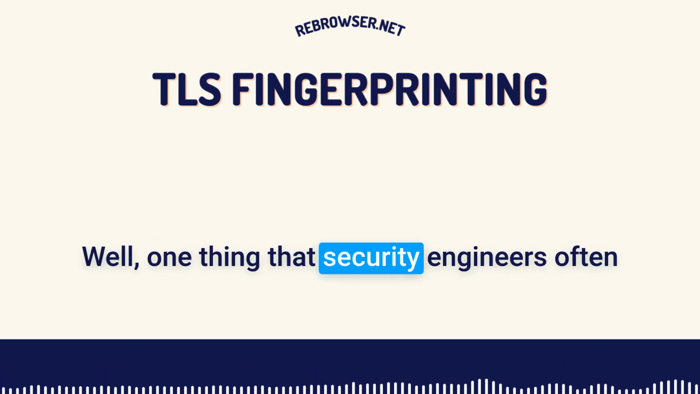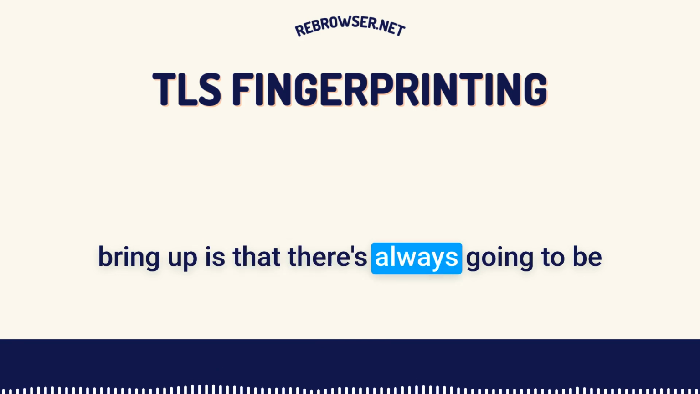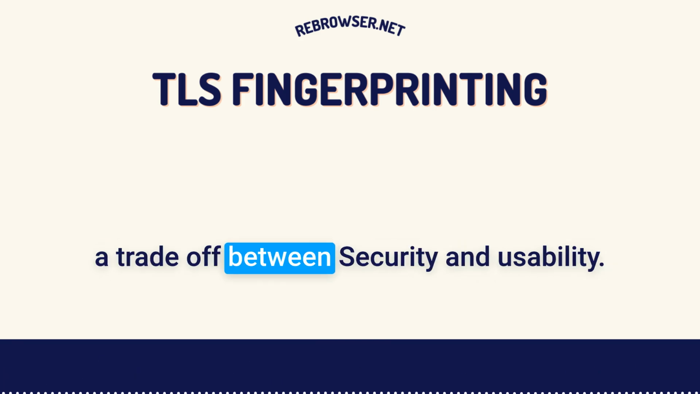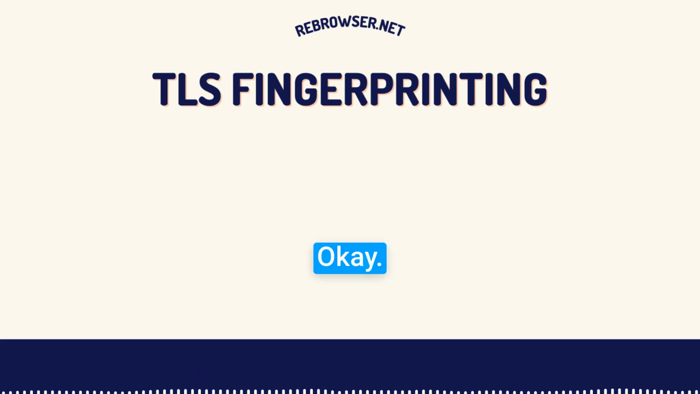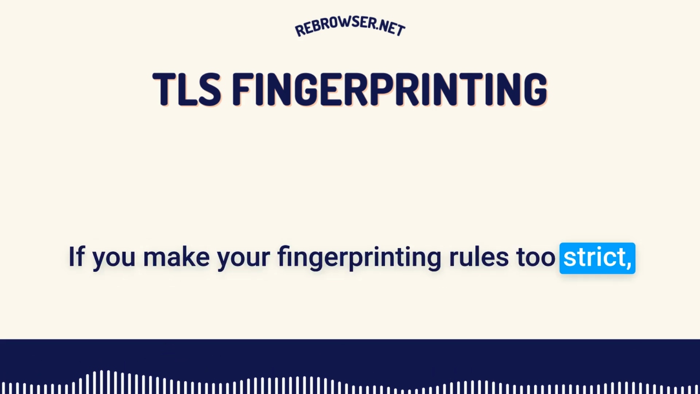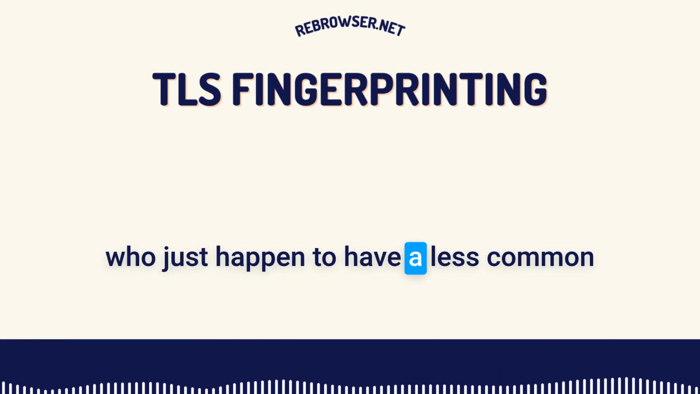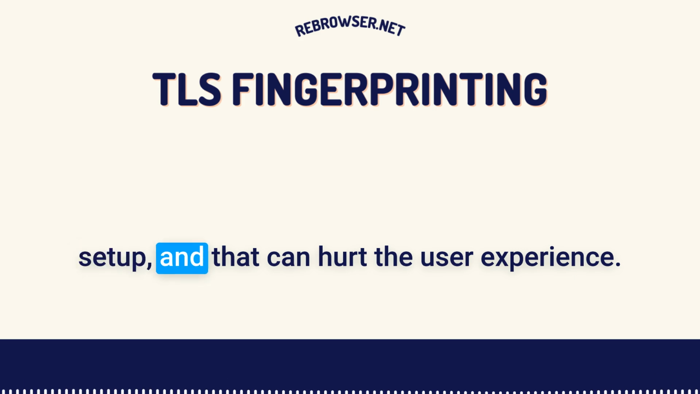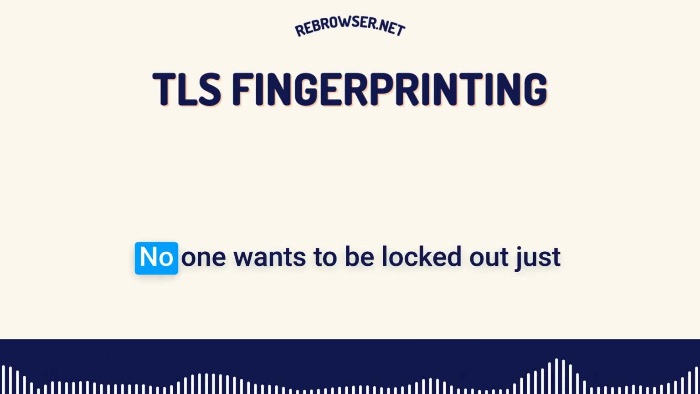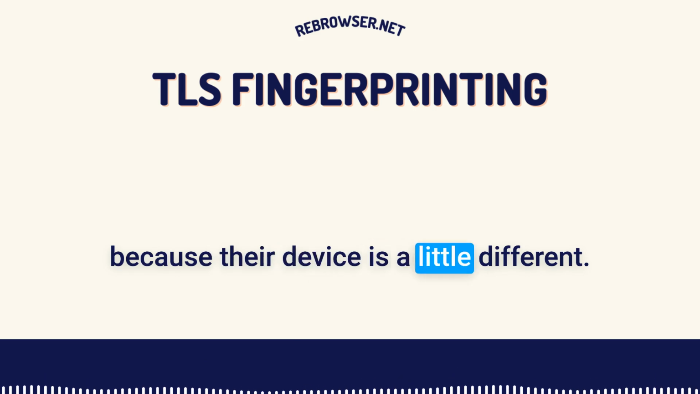Well, one thing that security engineers often bring up is that there's always going to be a trade-off between security and usability. If you make your fingerprinting rules too strict, you might end up blocking legitimate users who just happen to have a less common setup, and that can hurt the user experience. Yeah, no one wants to be locked out just because their device is a little different.